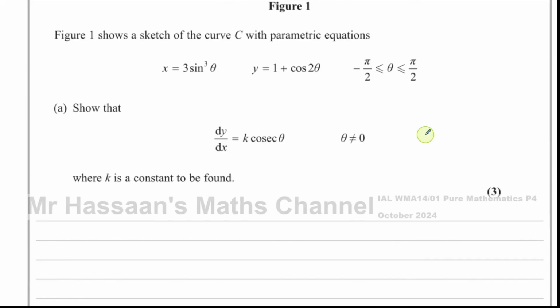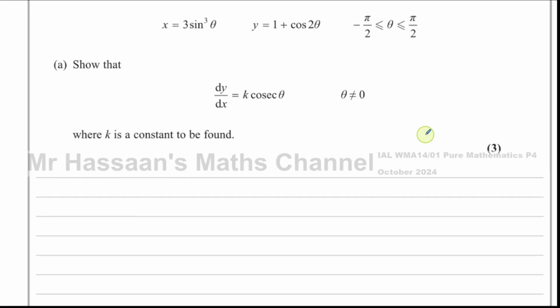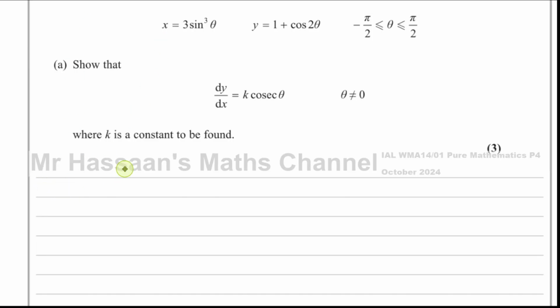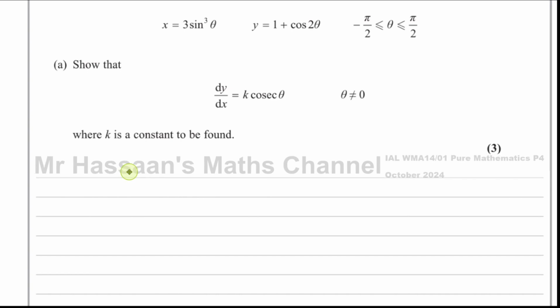So we've got to find dy dx given x equals 3 sine cubed theta and y equals 1 plus cosine 2 theta. Okay, so now dy dx in a parametric equation is generally found by using the chain rule. It is possible to find dy dx by making a Cartesian equation, but then we won't have it in terms of theta, it will be in terms of x. So if we make the Cartesian equation and then find dy dx, we won't get something in this form.